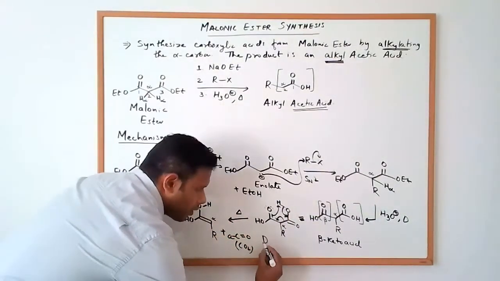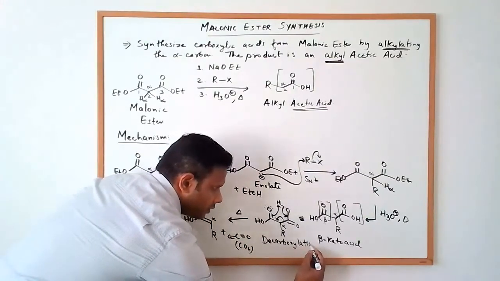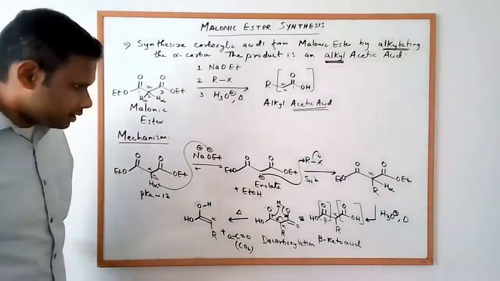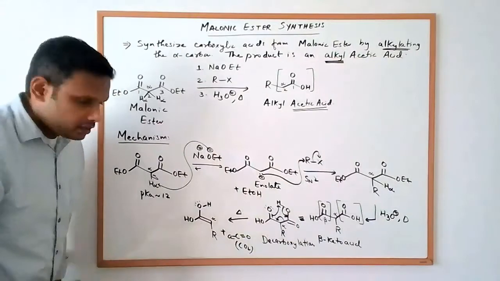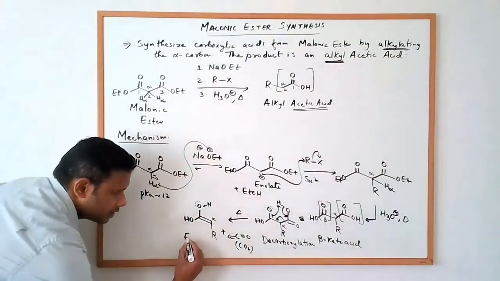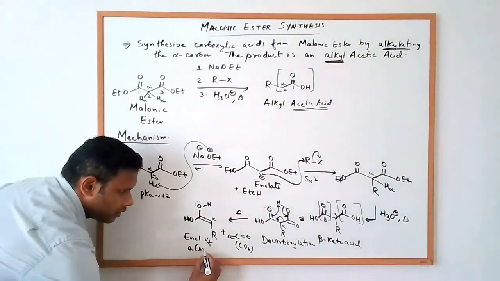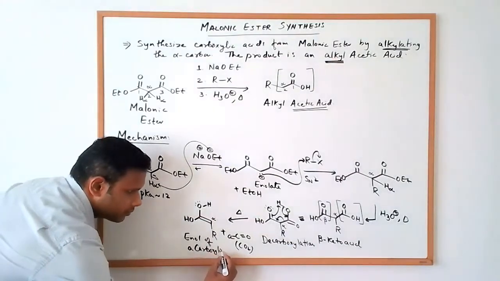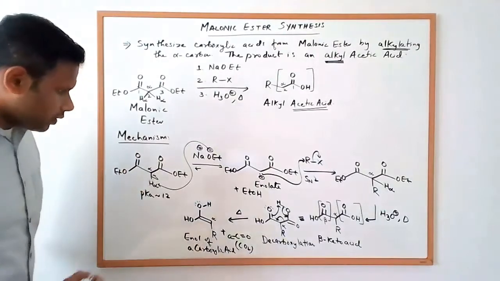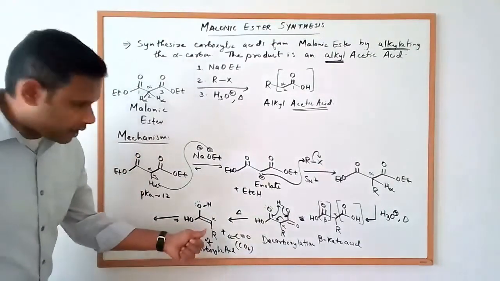This step is called a decarboxylation. We are losing carbon dioxide. And what we get as a result of it, if you look at this, this is the enol of a carboxylic acid. We've got the enol of a carboxylic acid, which can tautomerize.